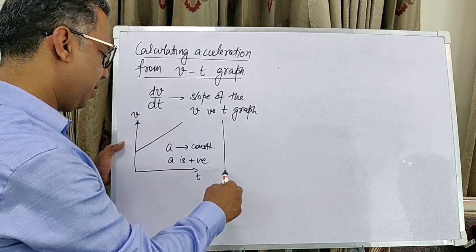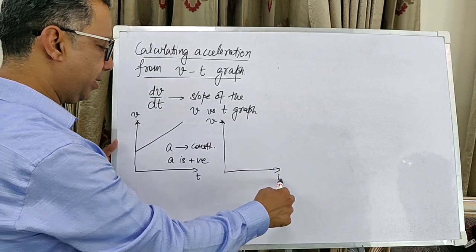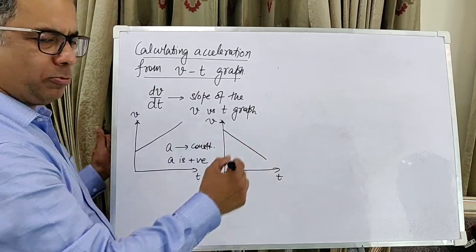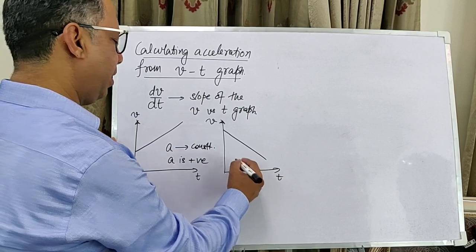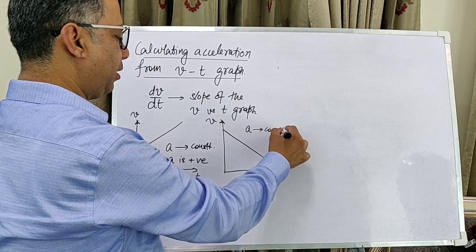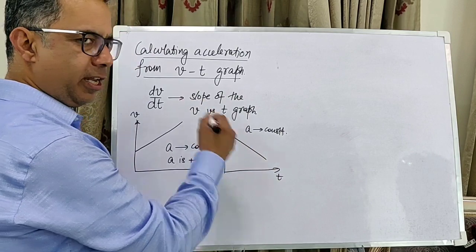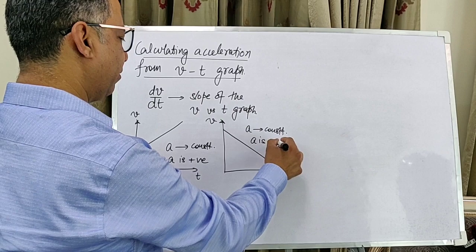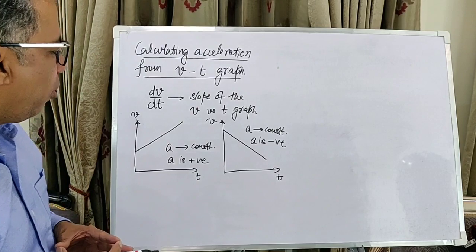Look at another graph here, V versus T again, and this time again we have a straight line, but it's a downward sloping straight line, which means since it's a straight line, A is again constant because the slope of the graph is constant. And because the slope is downward, it's a negative slope, that means A is negative, which means it is in the negative direction of x-axis.